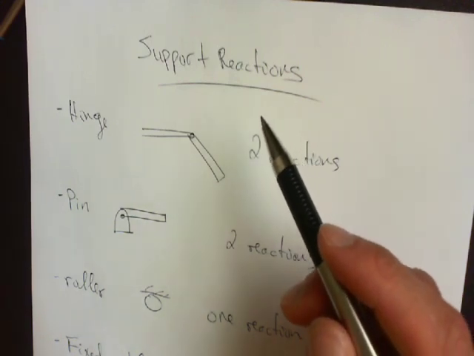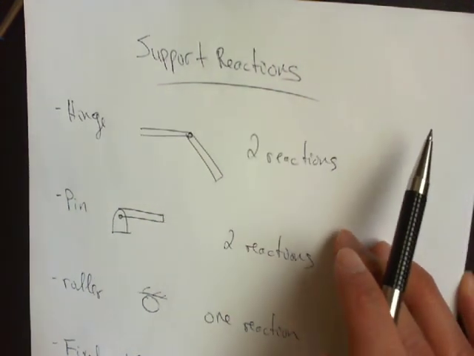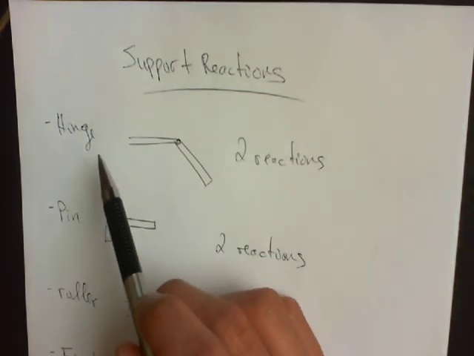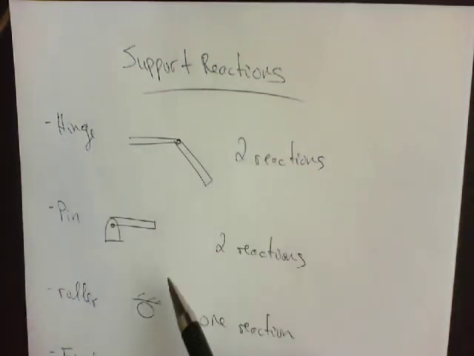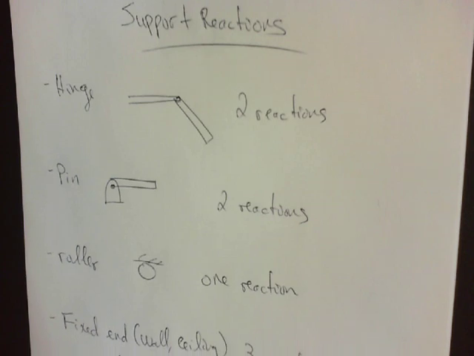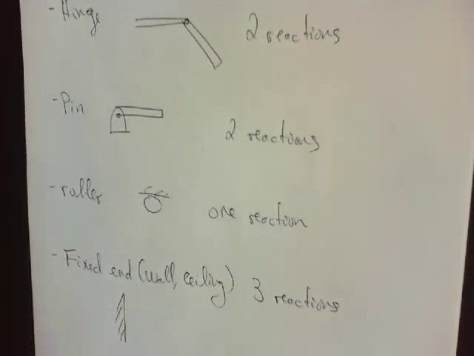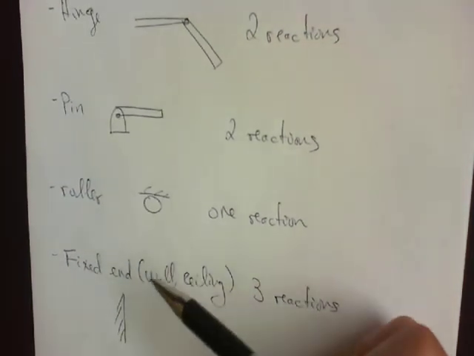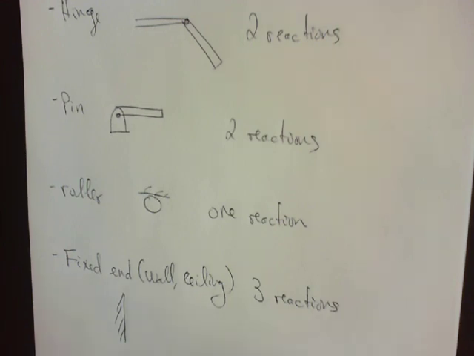Okay, so in this video I'm going to talk about support reactions. Here we have a hinge which has two reactions. We have a pin here which has two reactions, a roller which has one reaction, and a fixed end which could be a wall or a ceiling which has three reactions.